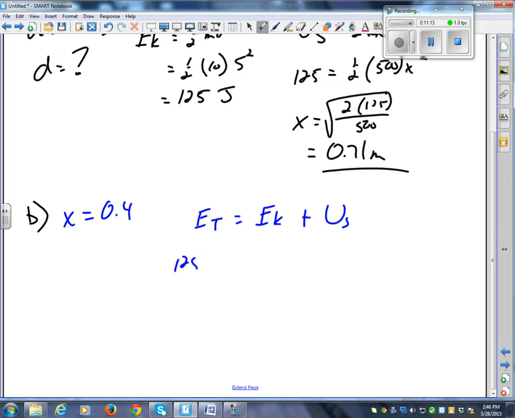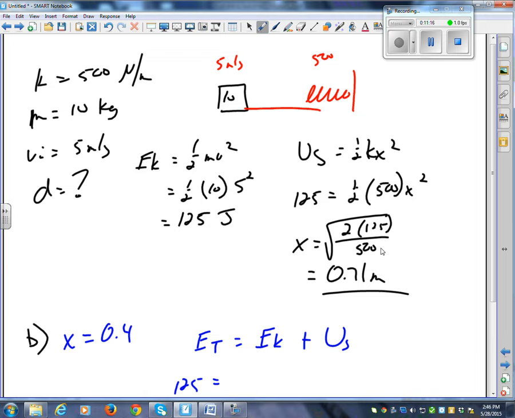Can you go back to A, like explain how you did x equals, why did you do 2 times 1.5? Well, let's do it this way then. 1/2 of 500 is 250, right? So it's going to be 125 is equal to 250 x squared. So it's going to be 125 all over 250, isn't it?